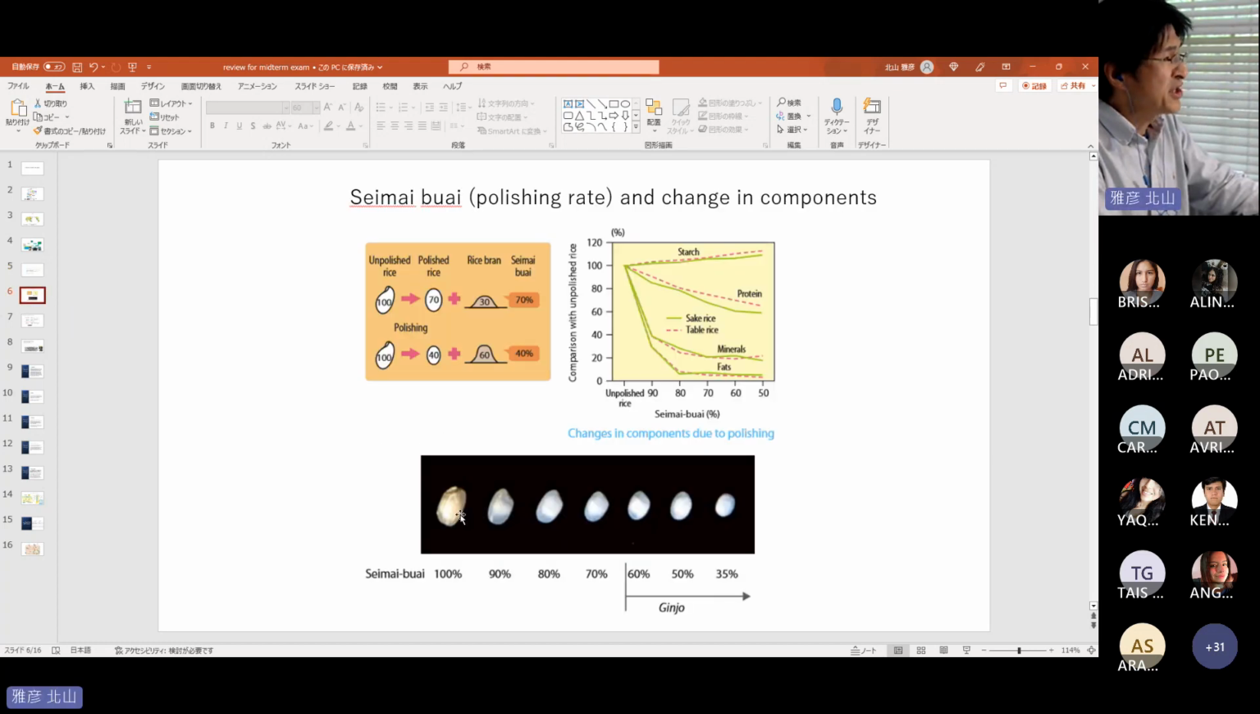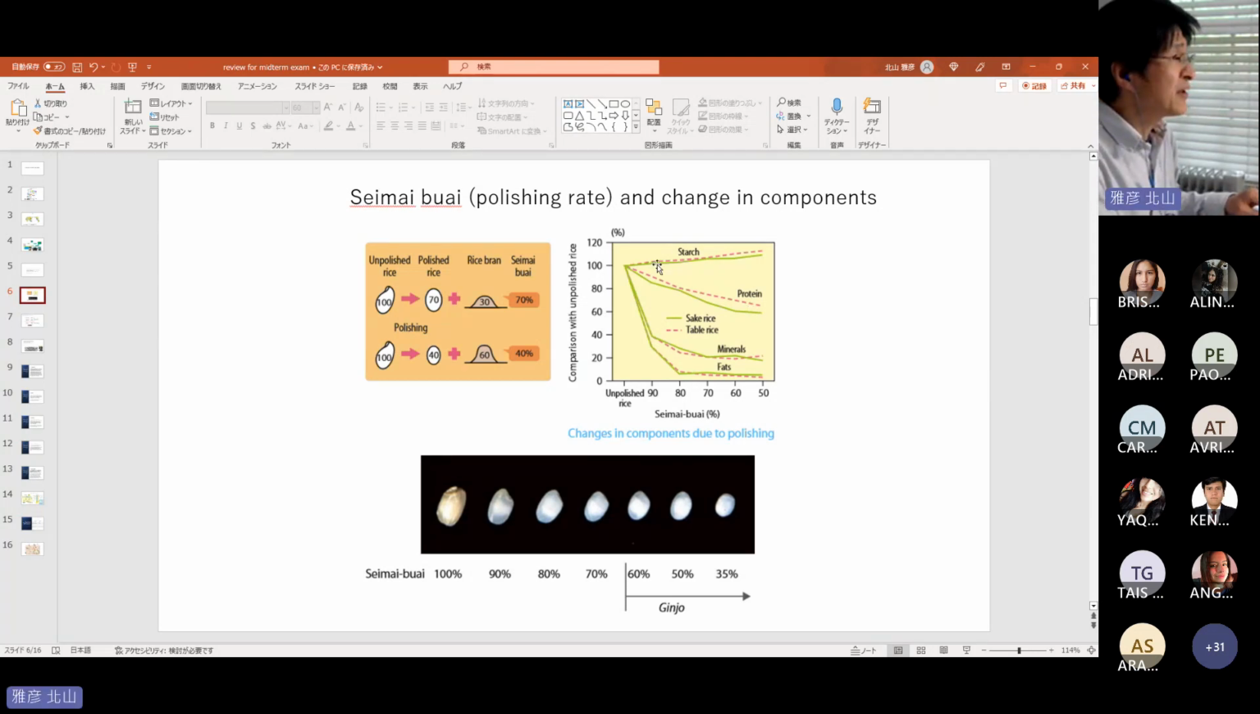And when we polish rice grain and it gets smaller and smaller by polishing, we can discard fat very efficiently, and we can also discard mineral and protein. I made a long answer.